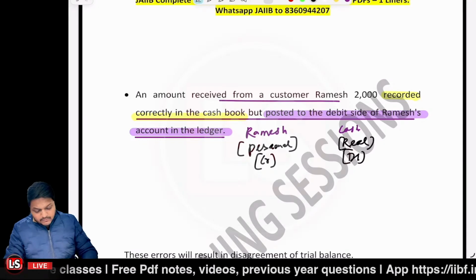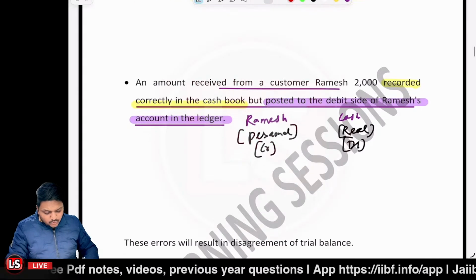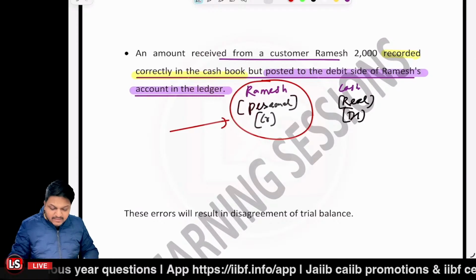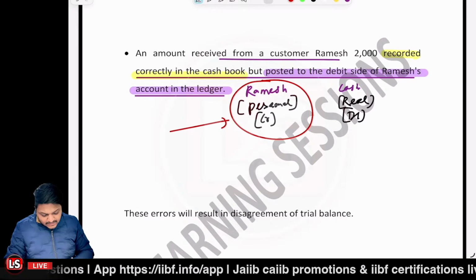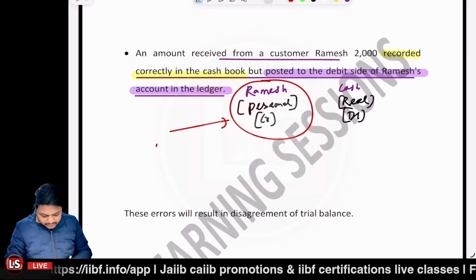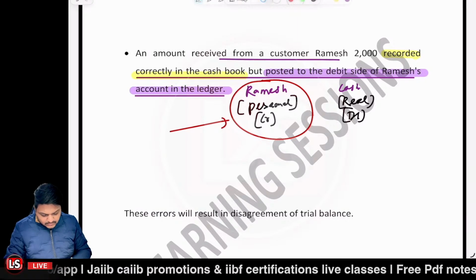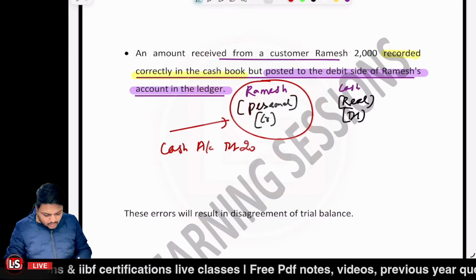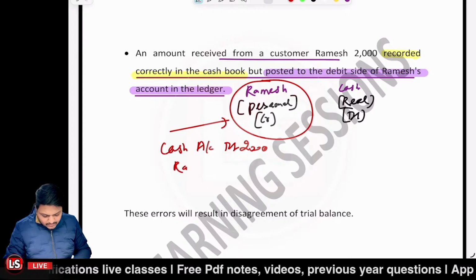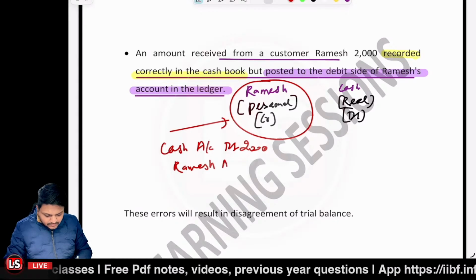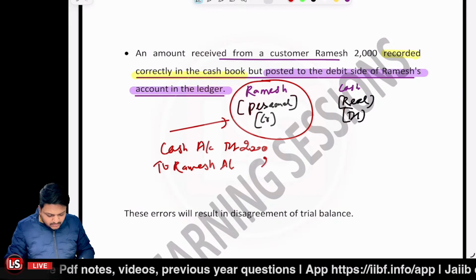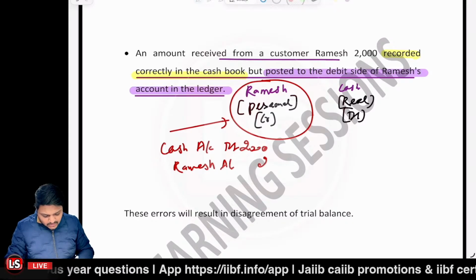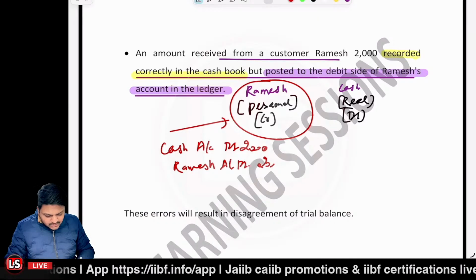Now we'll be doing what? We'll be posting an entry amounting rupees 4000 to the Ramesh account, so as to correct it, because we have basically debited, right? Now first of all, let's see what entry we have made. We made the entry like: cash account debited 2000 and Ramesh account credited. This account was also debited. Ramesh account was also debited 2000. This is what we have done.